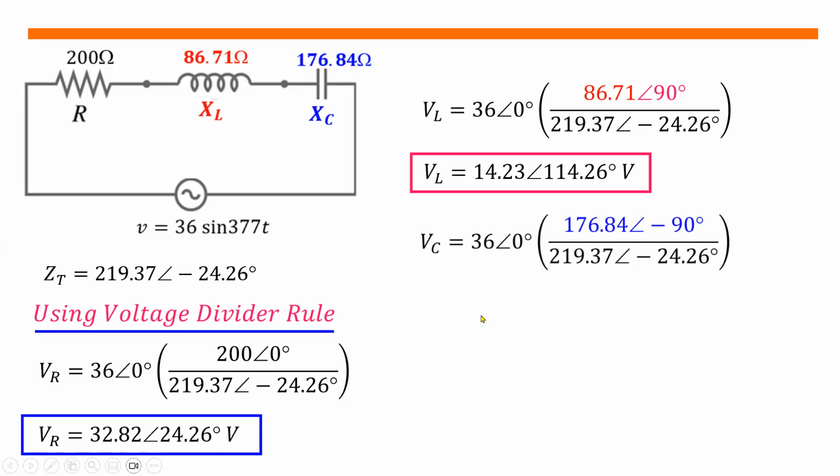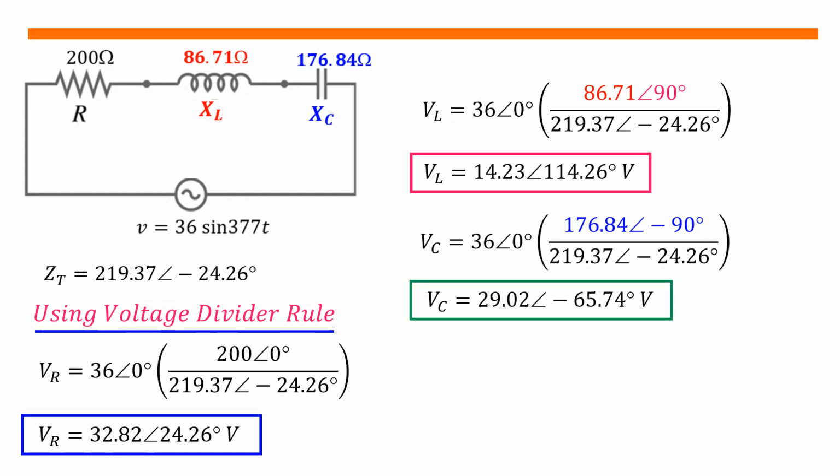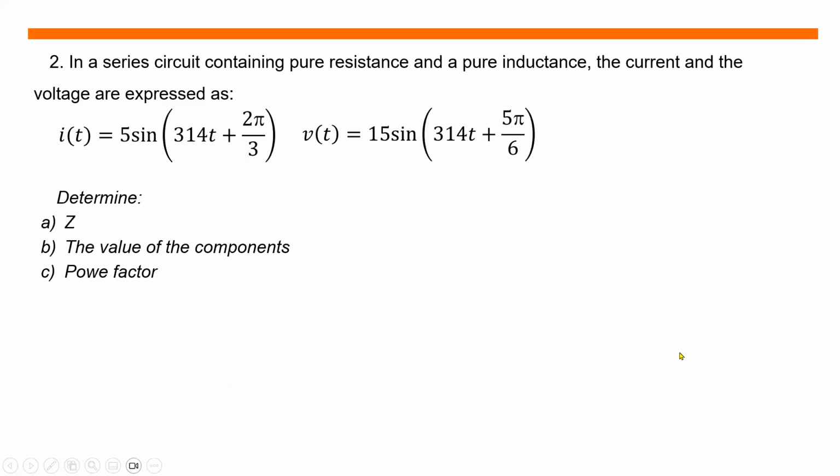And for the voltage across the capacitor, that will be 36 angle 0 degrees multiplied by the capacitive reactance, which is 176.84 angle negative 90 degrees all over the total impedance. Then this will give us 29.02 angle negative 65.74 degrees volts. So for the power factor, the same thing, that will give us 0.91 leading power factor.